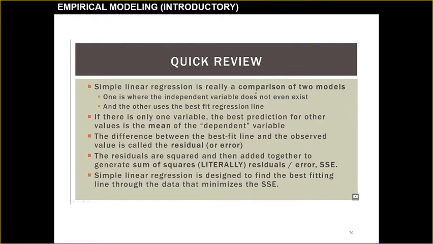Simple linear regression is really a comparison of two models. One is where there is only the mean of the dependent variable, and the other is the best fitted regression line. If there is only one variable, the best prediction for any other value is the mean of the dependent variable. The difference between the best fitted line and the observed value is called the residual, or you can say the error. The residuals are squared and then added together to generate the sum of squares, SSE. Simple linear regression is designed to find the best fitted line through the data that minimizes the SSE. Any doubt?